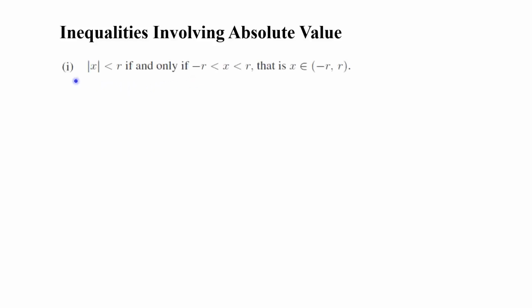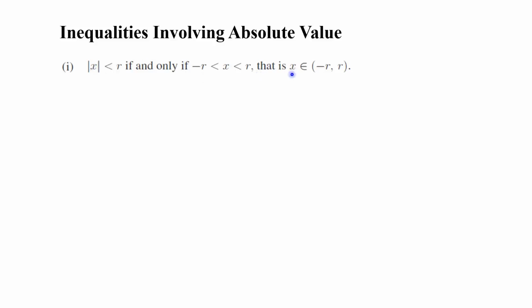See the first one, modulus of x less than or equal to r. This means the modulus of x value is less than or equal to r, that is, r is the greater value. That is, if and only if minus r is less than or equal to x, which is less than or equal to r. That is, this x value lies between minus r and plus r.